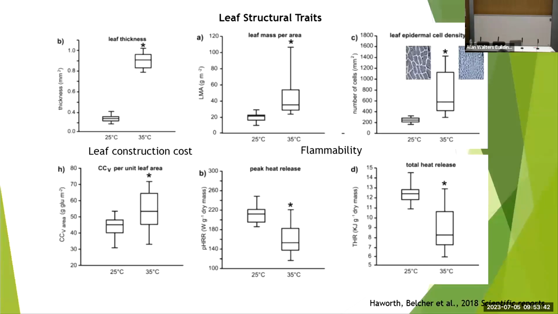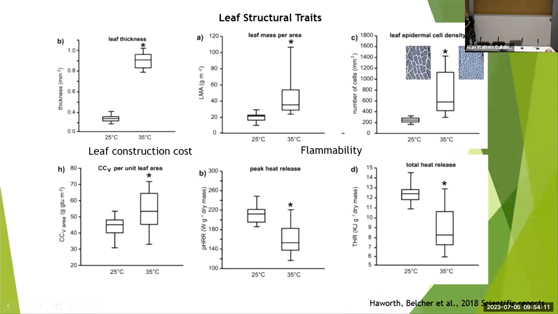If I look at those structural traits, we can see that leaf thickness increased in higher temperatures, as did leaf mass per area, which I think is similar to some of the results you might be finding in BIFoR with the oaks. And if we look at the leaf construction costs, overall, the construction costs were much higher at high CO2. Now, the important bit from my perspective is these two boxes, which are the flammability metrics.